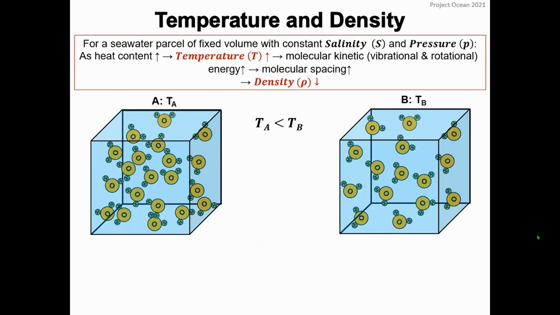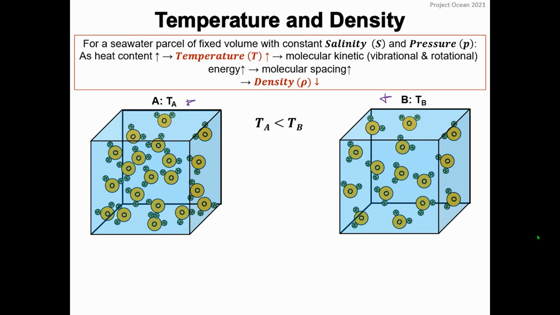Looking at the effects of temperature and density, let's once again take two parcels of equal volume, but in each one of these parcels we'll make the temperature different. So parcel A, let's make the temperature lower than parcel B. So for a seawater parcel of fixed volume with constant salinity and pressure, once we increase the heat content, the temperature within the parcel goes up.